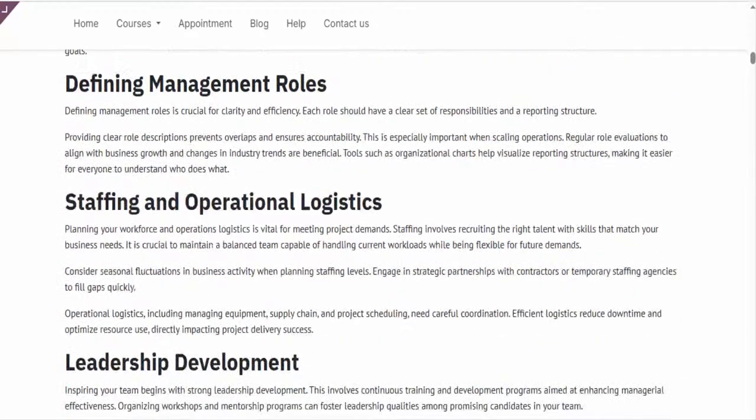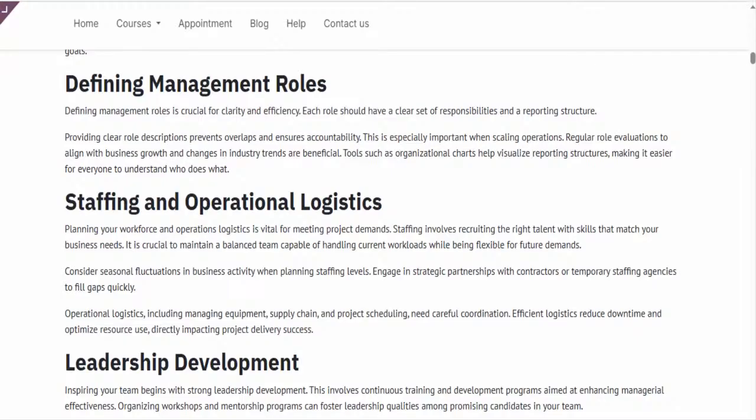Defining management roles. Defining management roles is crucial for clarity and efficiency. Each role should have a clear set of responsibilities and a reporting structure. Providing clear role descriptions prevents overlaps and ensures accountability. This is especially important when scaling operations. Regular role evaluations to align with business growth and changes in industry trends are beneficial. Tools such as organizational charts help visualize reporting structures, making it easier for everyone to understand who does what.